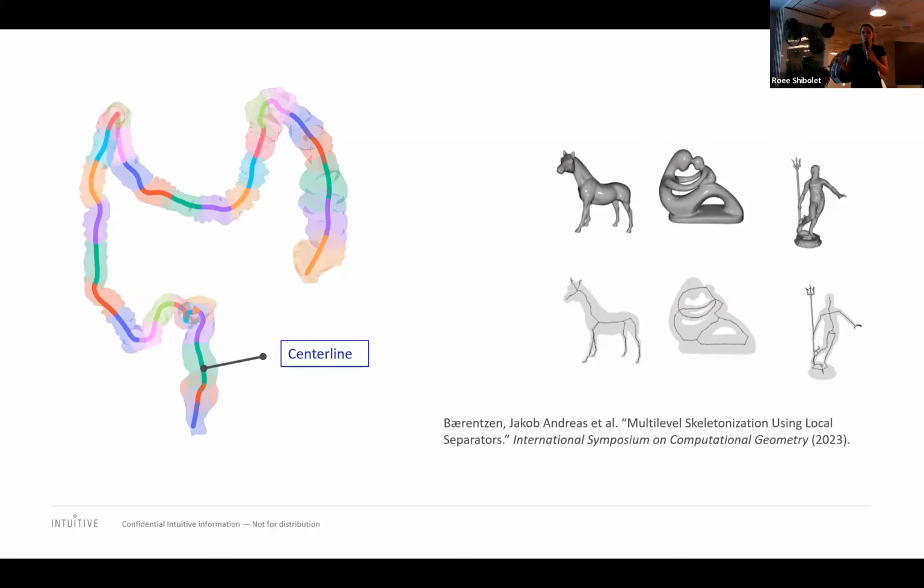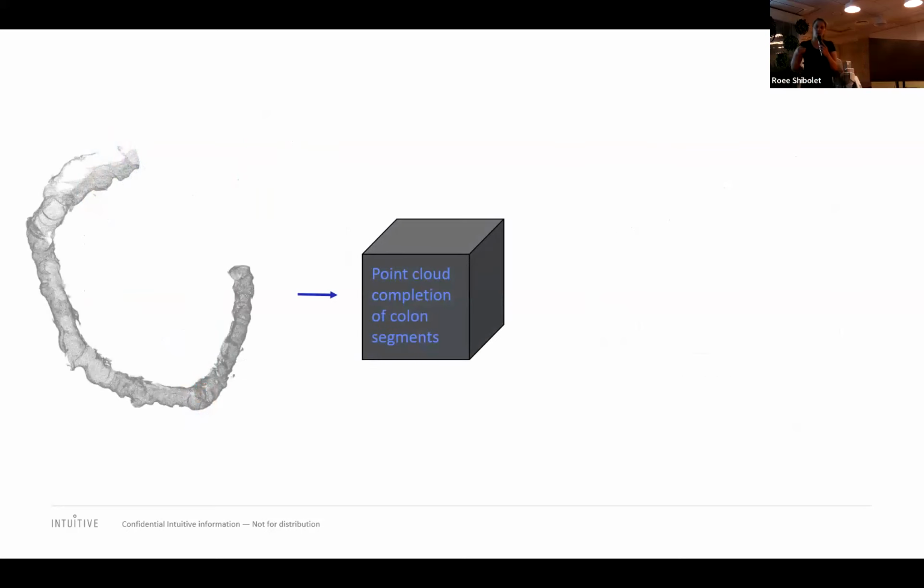However, our input is not a nice 3D mesh of a colon with no hole. It is a noisy point cloud with holes. It is basically the output of the SLAM algorithm. And on this kind of input, the classic skeletonization algorithms don't work so well, and they tend to fail.